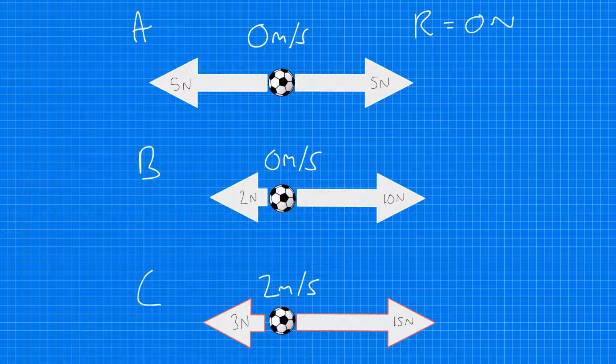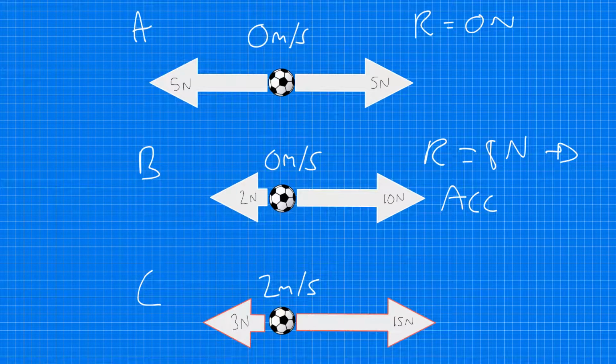If we look at example B, we can see we've got a ball that is starting at rest, but now we have a resultant force of 8 newtons to the right. So this counts as our external force. This is a resultant force acting upon this object. So this object is not going to stay at rest, it is going to accelerate to the right.